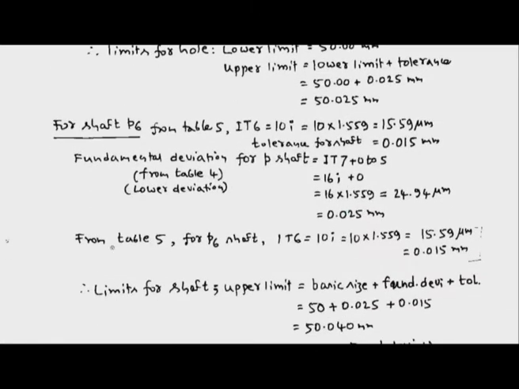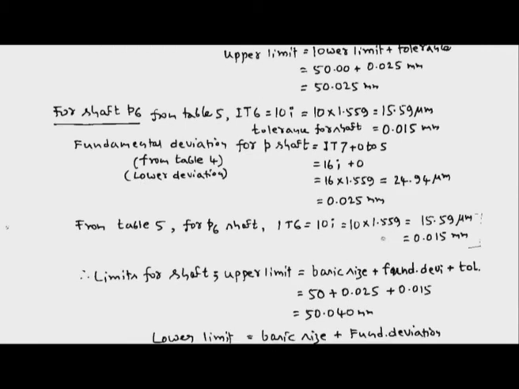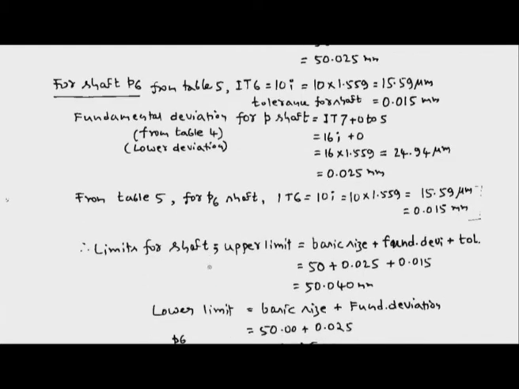Now from table number 5 for P6 shaft, that is the IT grade number is 6. So IT6 is equal to 10 times I. So this will give us 0.015 mm. So this is the tolerance value for the shaft. Now limits for the shaft.